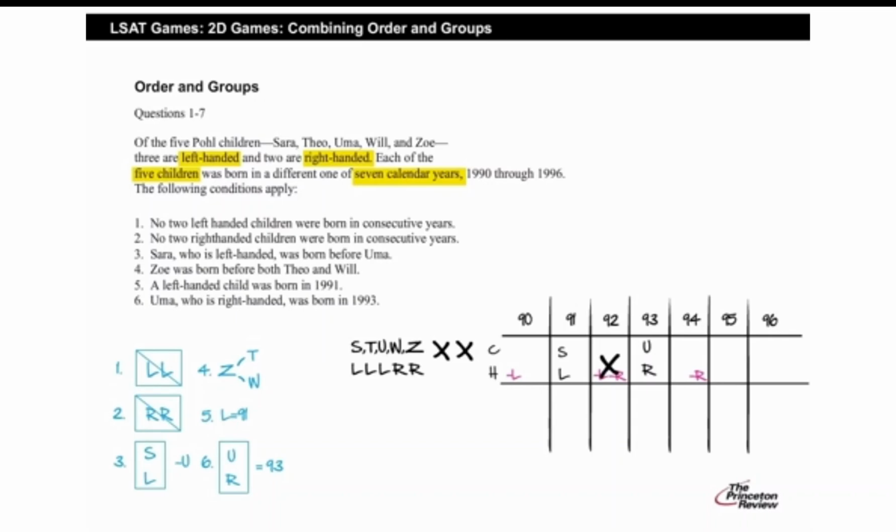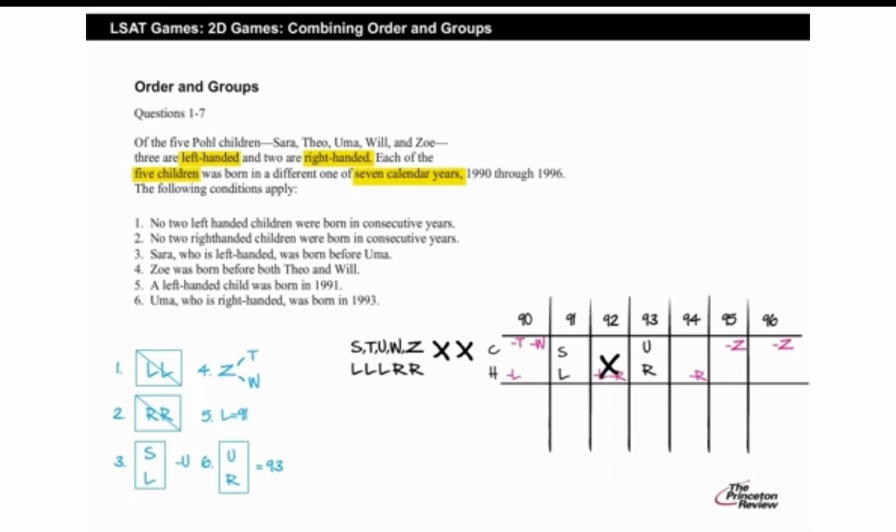Clue number 4 lets you know that Z can't be in 95 or 96, since T and W have to come after Z. It also lets you know that neither T nor W can be in 90, since Z has to be before them. Those are all of the basic deductions. If you need to, pause the recording now to catch yourself up.